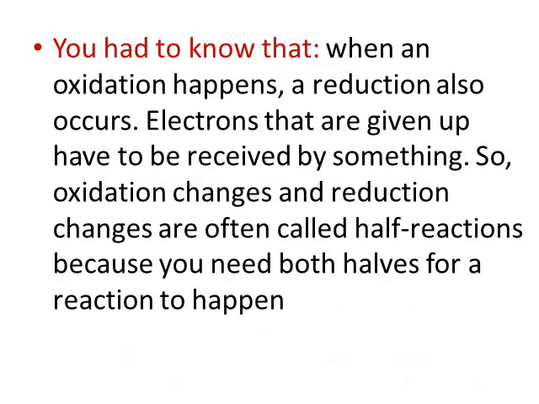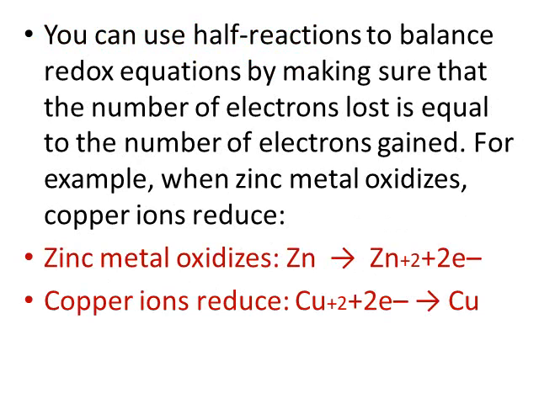After understanding oxidation and reduction, you have to know that when an oxidation happens, a reduction also occurs. Electrons that are given up have to be received by something. So, oxidation changes and reduction changes are often called half reactions because you need both halves for the reaction to happen. So, you can use half reactions to balance redox equations. How? Yes, by making sure that the number of electrons lost is equal to the number of electrons gained.